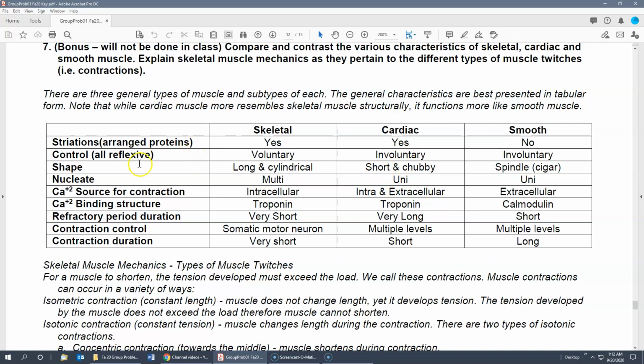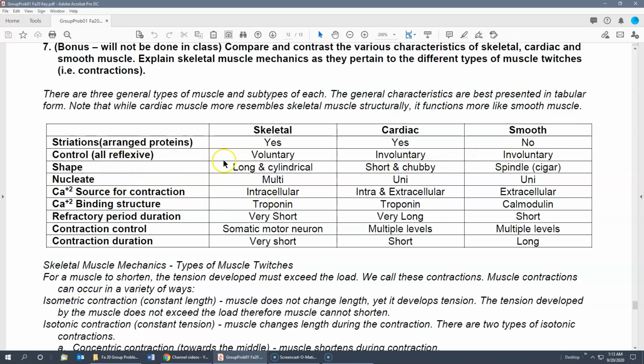So when we look at the different types of muscle, right, the first question is, do they have striations? And the answer for skeletal and cardiac, again, they look similar, so not surprisingly, they both have striations. Smooth muscle doesn't have striations. As a matter of fact, smooth muscle is named smooth muscle because it lacks striations, so it's smooth under the microscope. The control. Now, all muscles have the ability to be reflexive, but skeletal muscle is considered to be voluntary. You want to move your hand, you can, as an example. While cardiac muscle and smooth muscle are involuntary. You don't have that level of control.